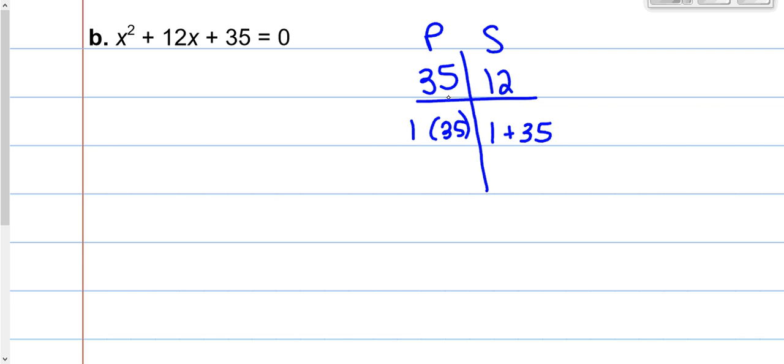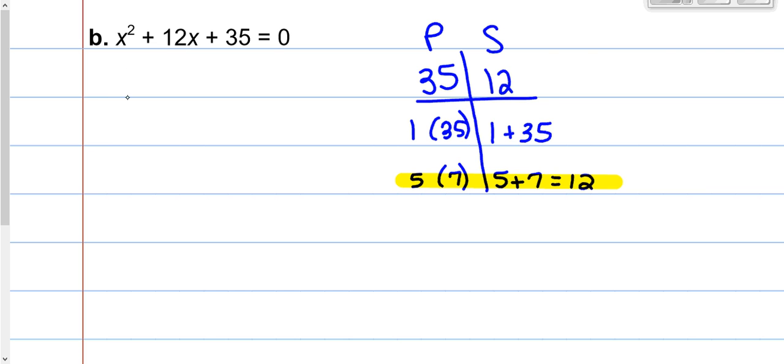2 does not go into 35. 3 does not. 4 does not. 5 does go into 35. 5 times 7. Well, let's see. 5 plus 7 equals 12. So there's your factors of 5 and 7.